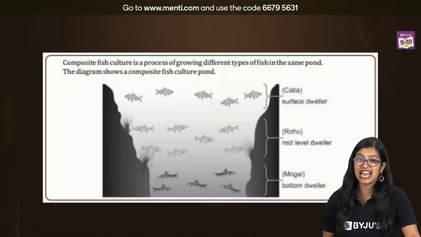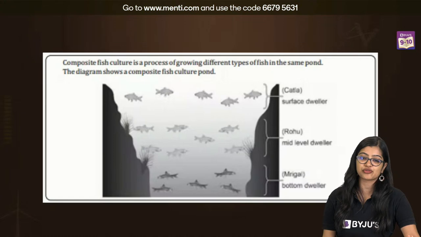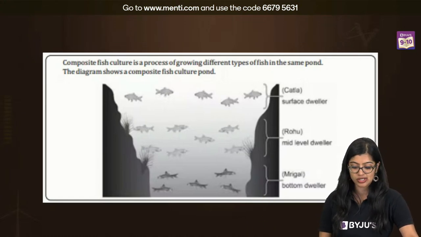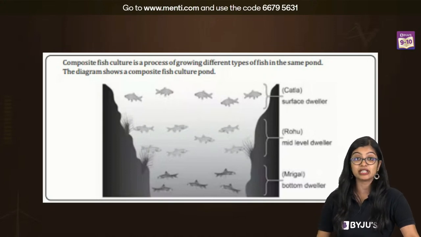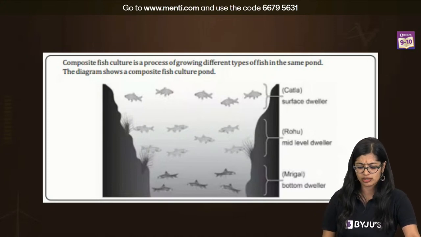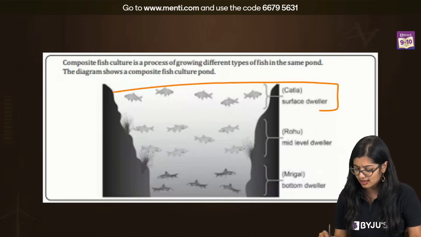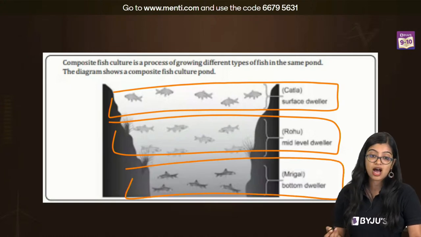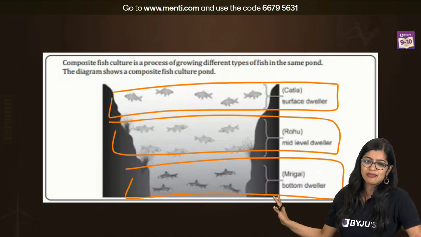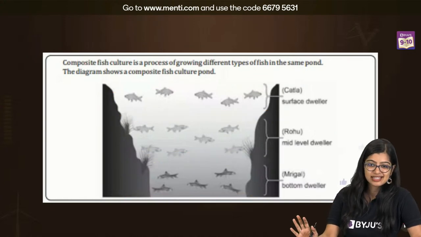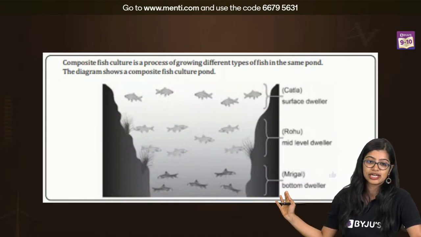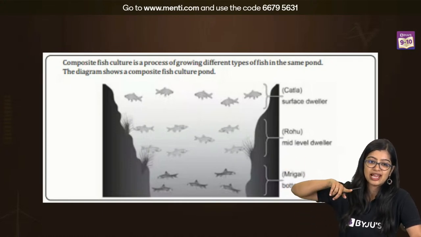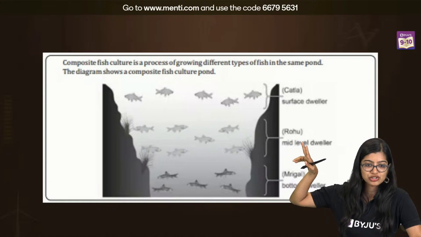Now we're going to move on to the next one, which is going to be based on composite fish farming. We have already discussed this. They're saying that composite fish culture is a process of growing different types of fishes in the same pond. Katla are surface dwellers, Rohu are mid-level dwellers, and Mrigal are bottom level dwellers. Very easy question. Are we clear with the question? Shall we go ahead? I'll show you the question.